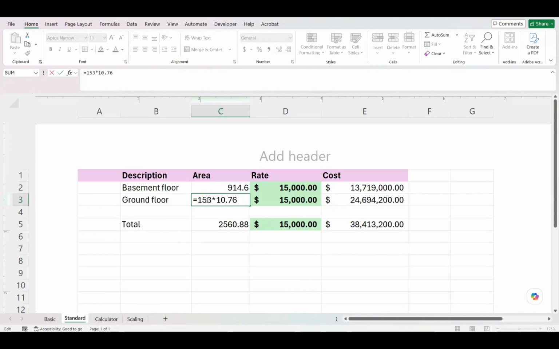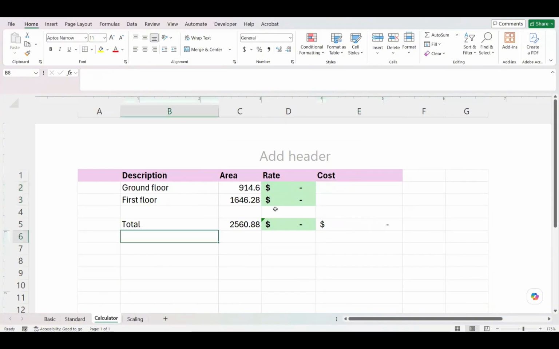And on the ground floor, it will be 153 times 10.76. So that is saying that the total area is 2,560.88 square feet. And if you were to use the basic system that we have locally and do a projection, that would be saying that this building would cost about $38.4 million. So what we are going to do is use the same conditions and put in the cost that the calculator presents.